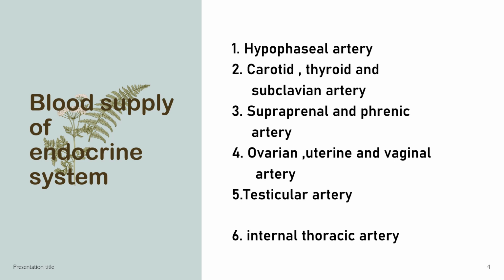First, hypophyseal artery. Second, carotid, thyroid and subclavian artery. Third, suprarenal and phrenic artery. Fourth, ovarian, uterine and vaginal artery. Fifth, testicular artery. And sixth, internal thoracic artery. This is all the major blood supply in our endocrine system.